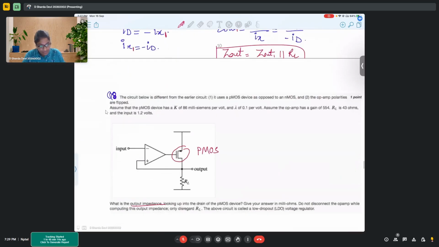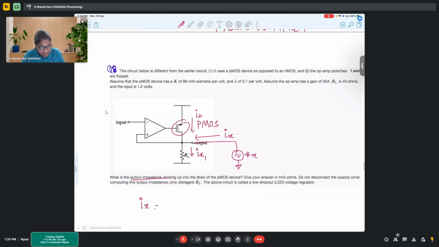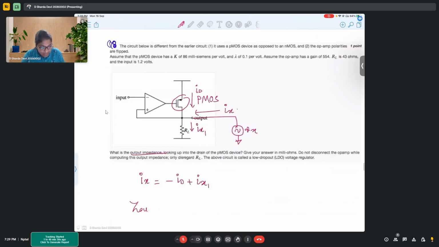Here again, you have to find the output impedance. So you will use a Vx. This Vx will provide me with some Ix. Here I would get my ID. And here I would get, let's say, Ix1. So my Ix is minus ID plus Ix1. Z out should be Vx upon Ix.